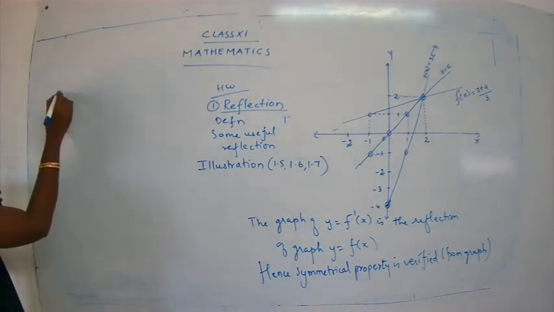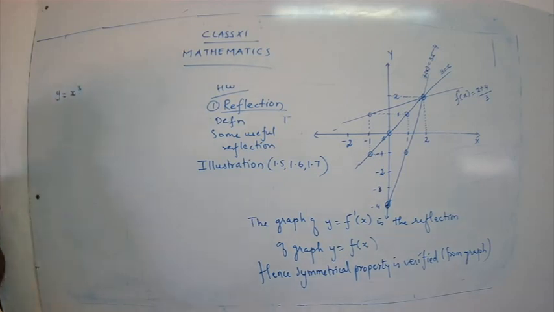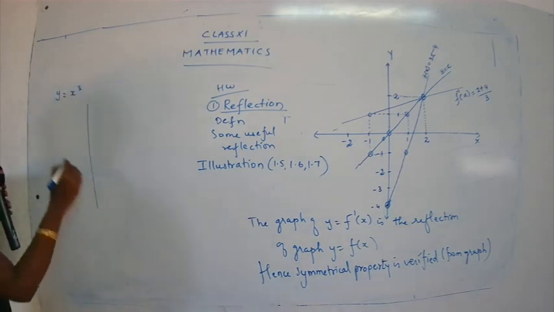So what is the concept given now? Suppose you have a function y is equal to x cube. Now this is a function. How is the graph of x cube?